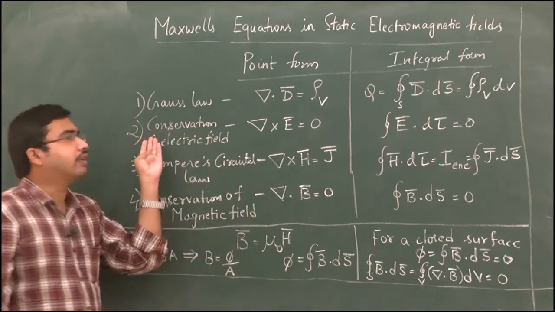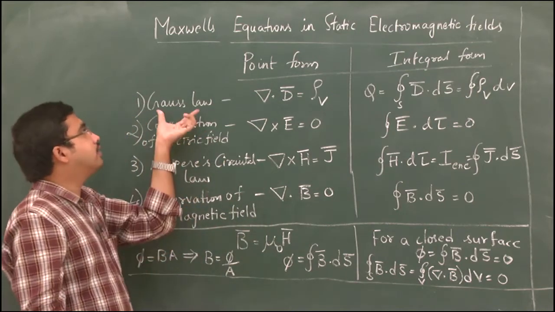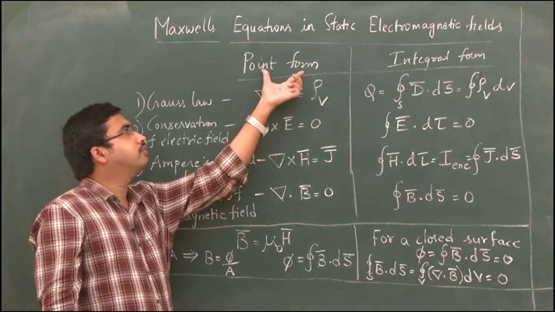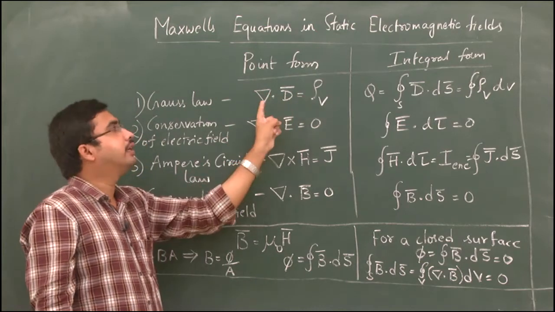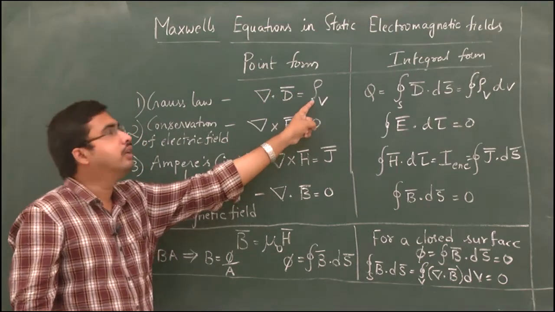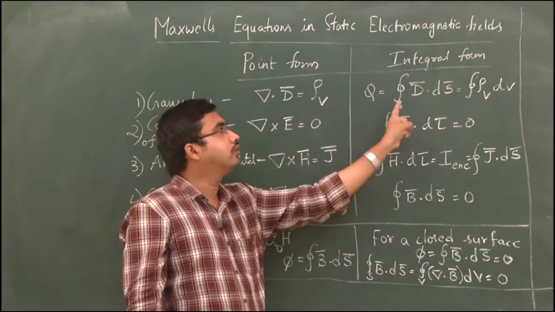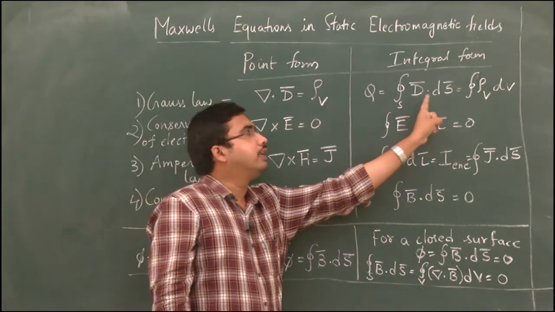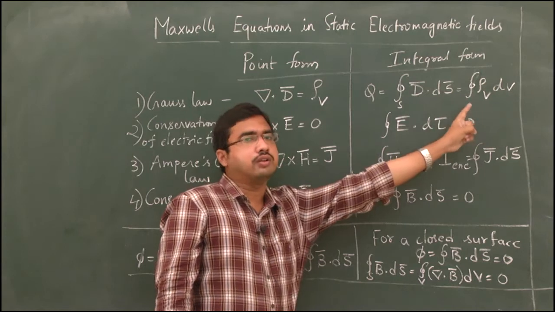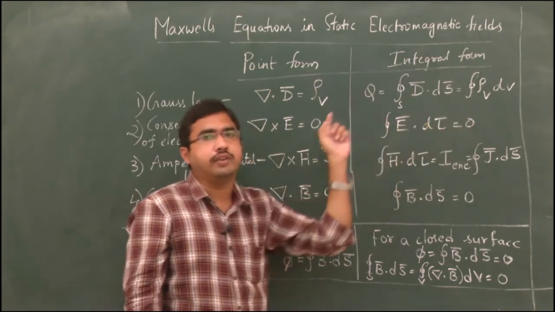So once again, revise these Maxwell's equations. What is the Gauss law in point form? That is the first Maxwell equation, del dot D bar equal to rho v. In integral form, Q equal to surface integral of D bar dot ds bar, which is equal to volume integral of rho v dv.